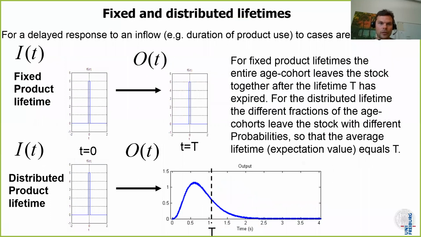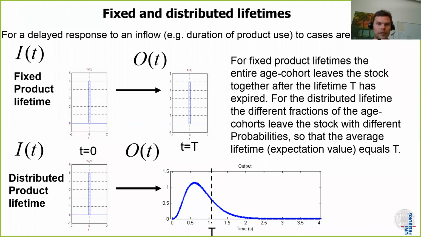There are 2 ways of looking at this impulse response. The first one is a fixed lifetime. That applies, for example, to security-relevant products like fire extinguishers. They have a predefined lifetime, maybe 10 years, and after that, they have to be replaced. So they have a fixed lifetime, they're consumed today, and they're sent for recycling in 10 years from now.